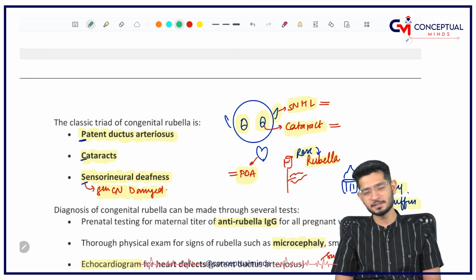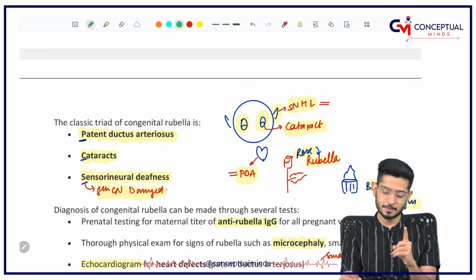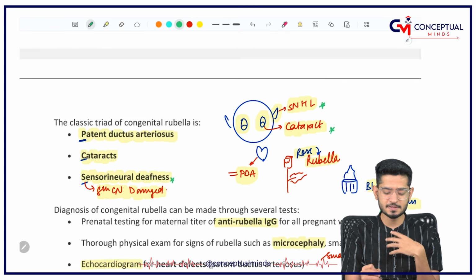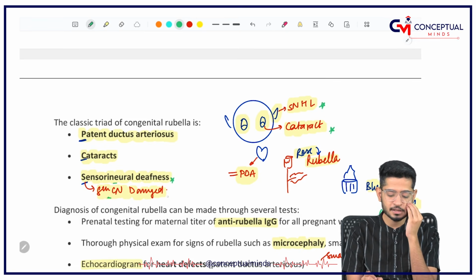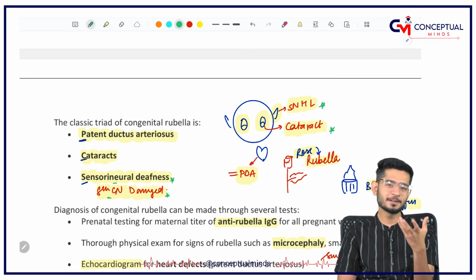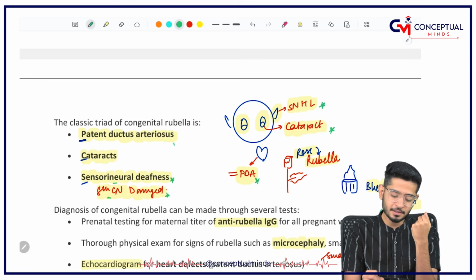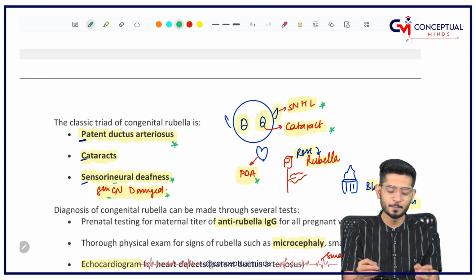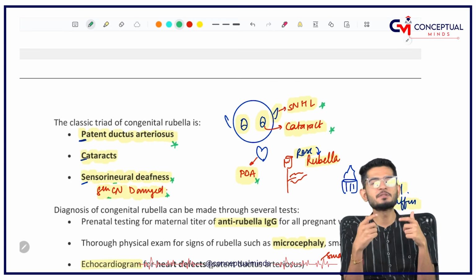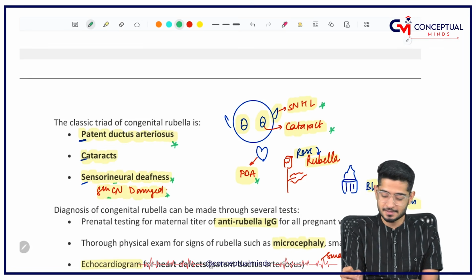And the three important things. One, he was blind in love. So cataract. He was not listening to me. So sensory neural hearing loss. Sensory neural means the 8th cranial nerve, which is supplying the ears, is gone. He gave his heart out to that beautiful lady. PDA, patent ductus arteriosus. So there is a ductus arteriosus, right? So it remains patent. Normally it closes, but it remains patent. So the triad is these three.